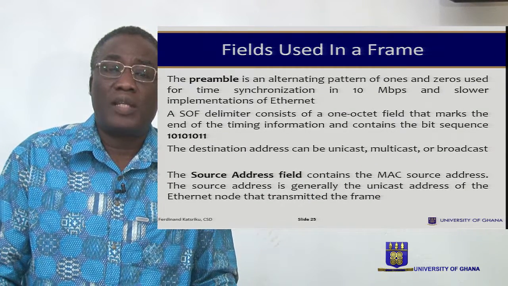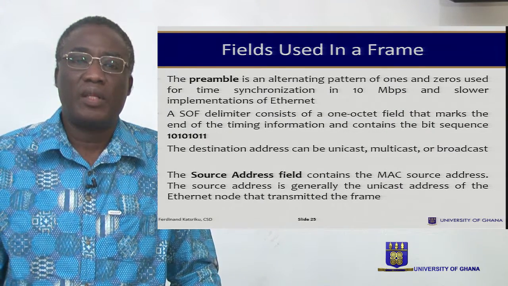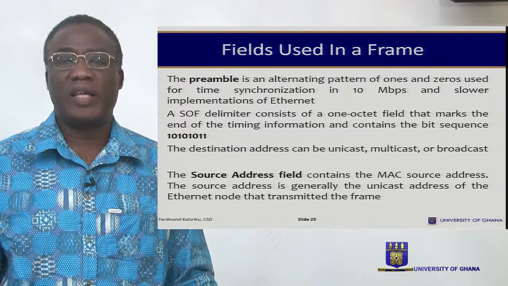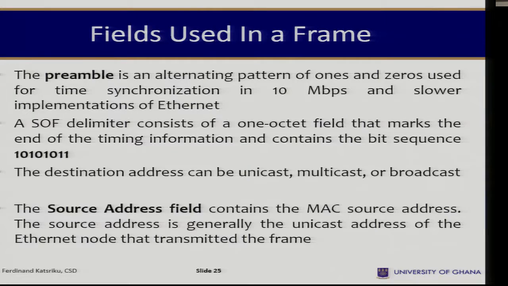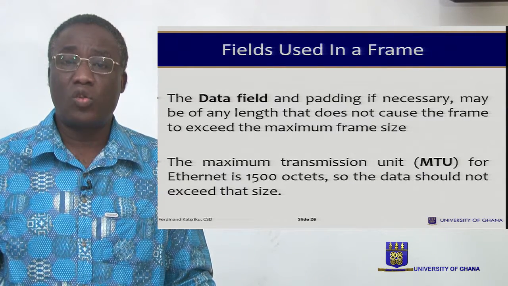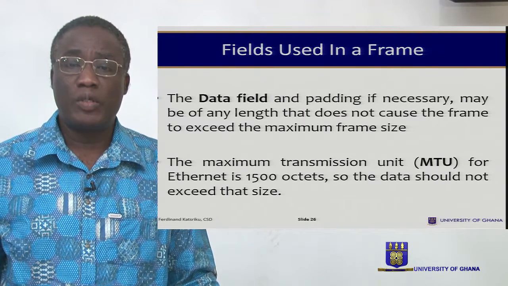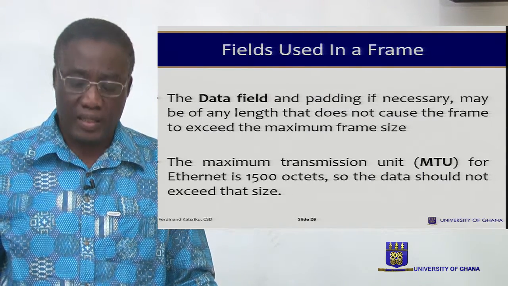The preamble is an alternating pattern of ones and zeros used for time synchronization. An SOF delimiter will consist of one octet field that marks the end of the timing information and would contain a specific bit sequence. The destination address can be a unicast, multicast, or broadcast. The source address contains a MAC source address. The data field and padding, if required, may be of any length that does not cause a frame to exceed the maximum frame size. Then there's a maximum transmission unit for Ethernet, which is 1,500 octets, so data should not exceed that size.